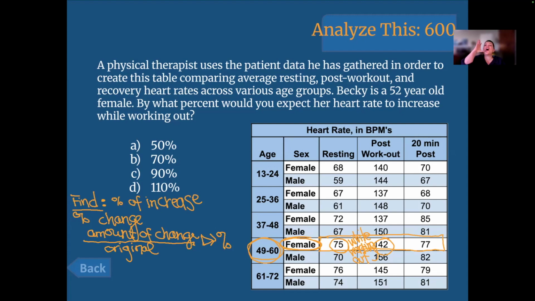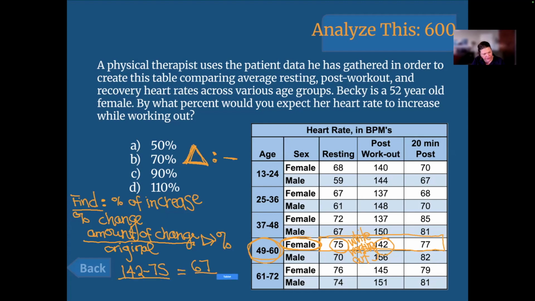This happens all the time in science. There's even a sign for it. They could say change with a triangle sign. If you ever see that in a formula on the science test, it means change and it's found through subtraction. It's just like difference. Okay, beautiful. So the amount of change, I'm going to subtract 142 minus 75, and I'm going to see that she changed 67 beats.